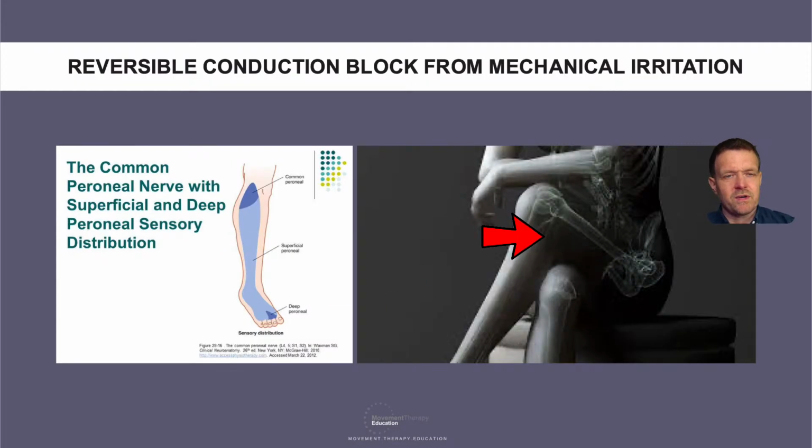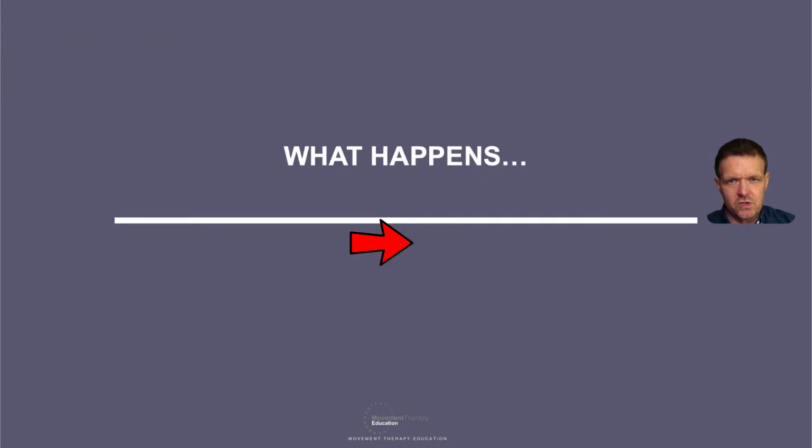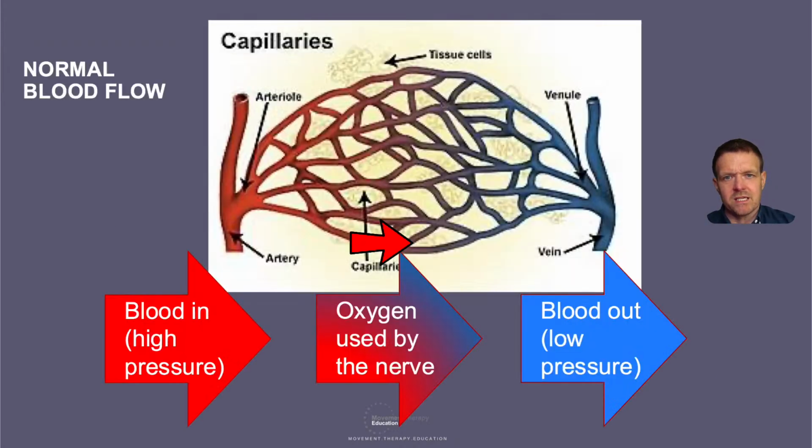That is a reversible conduction block. You've put pressure on a nerve and it's irritated the nerve, so it can't send its signals down, so it makes that patch of skin go numb. Yeah, so that's a reversible one, because as soon as you move, then it's all good.